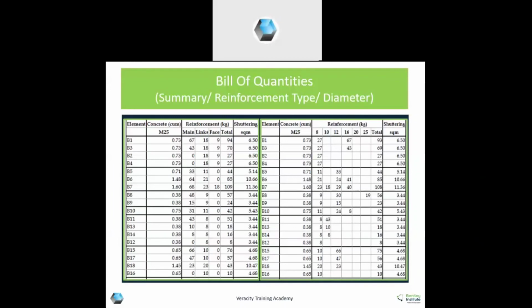In bill of quantities, detailed bill of quantities or MB recording everything, you can choose the detail, main, links, spacer bars, or diameter wise quantity.